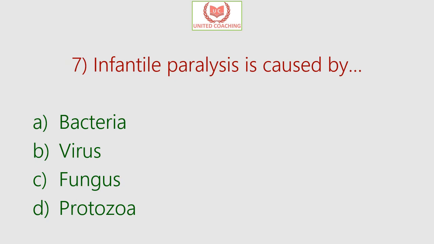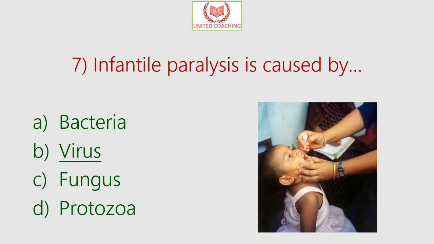Our next question is, infantile paralysis is caused by. So first of all, we should know what is infantile paralysis. Infantile paralysis is the other name of polio or poliomyelitis. So is it caused by bacteria, virus, fungus or protozoa? So answer is a virus.